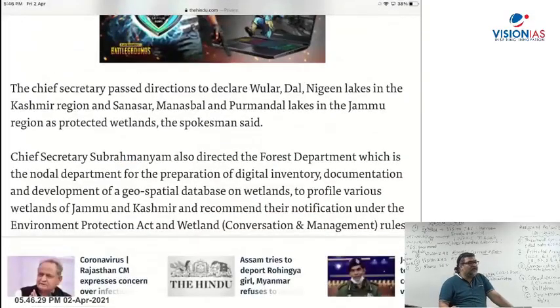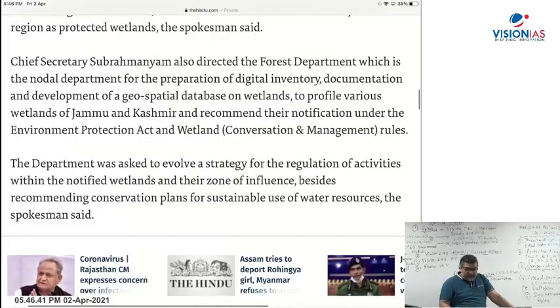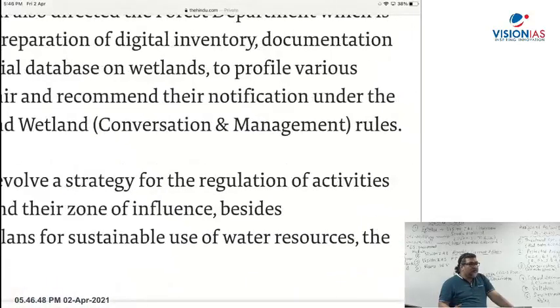Wular Lake is already a declared Ramsar site in India. Wular Lake is the largest freshwater lake in India. It's already part of the Ramsar Convention. Now see here, the Environment Protection Act and Wetland Conservation and Management Rules. Do you know the Wetland Conservation and Management Rules? That's a question mark. When you read such an article, are you aware of the provisions given under the Wetland Conservation and Management Rules? UPSC will catch you there.